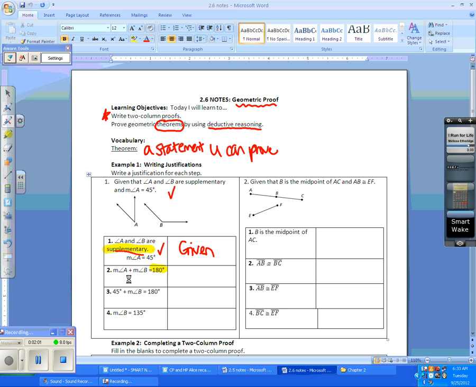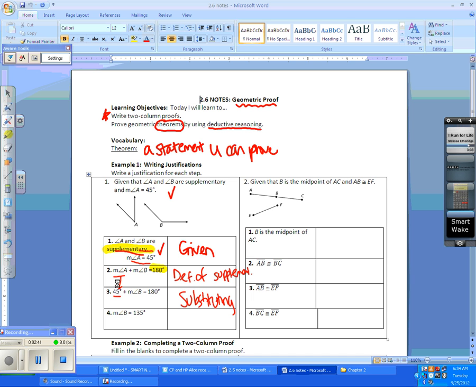The next step, you notice, it says measure of angle A plus measure of angle B equals 180 degrees. And that's because that's the definition of supplementary. Notice how this happened first, and then we could use definition of supplementary. Okay, so now we know that these two angles add up to 180 degrees, and we know angle A is 45 degrees. So notice in step 3, the only thing that's changed from 2 to 3 is that this measure of angle A disappeared and 45 degrees went in for it. That's called substitution. We were substituting in a number for an angle.